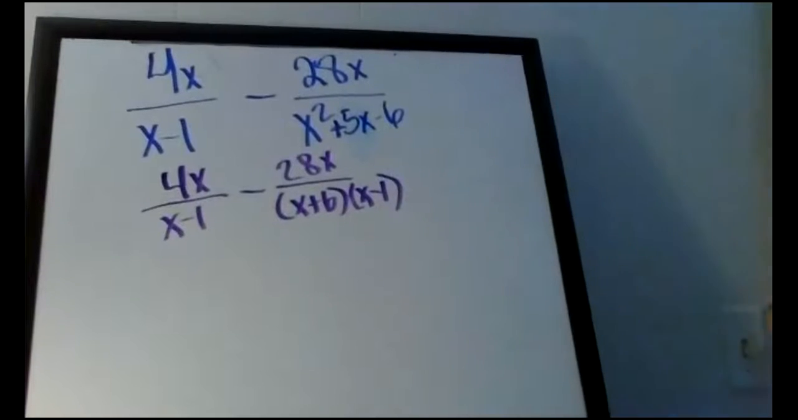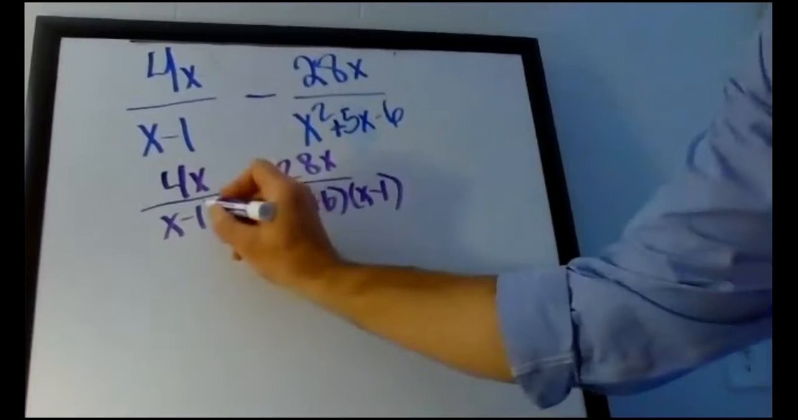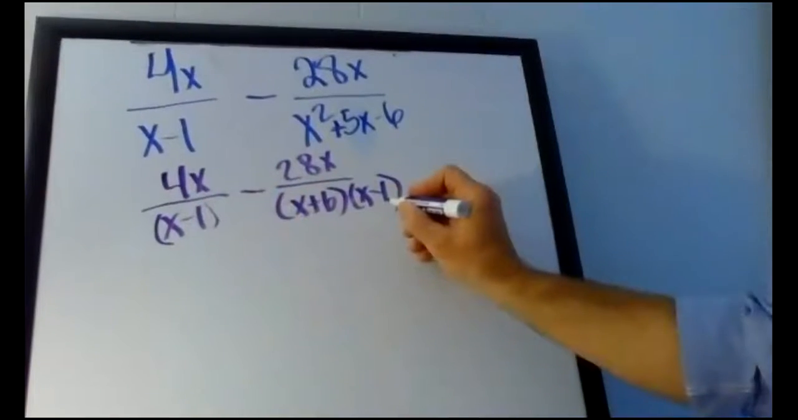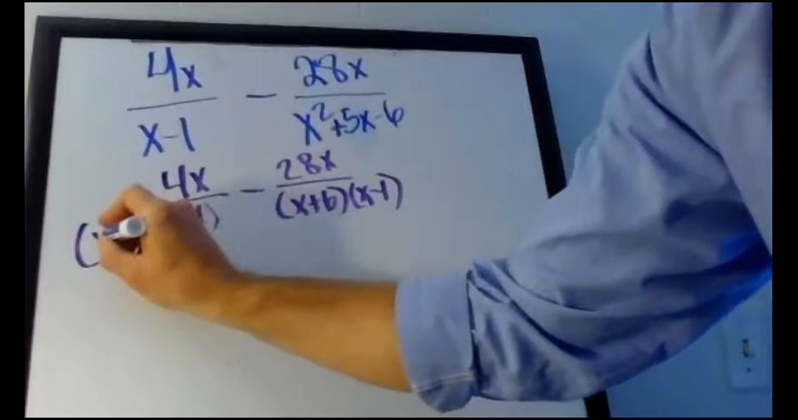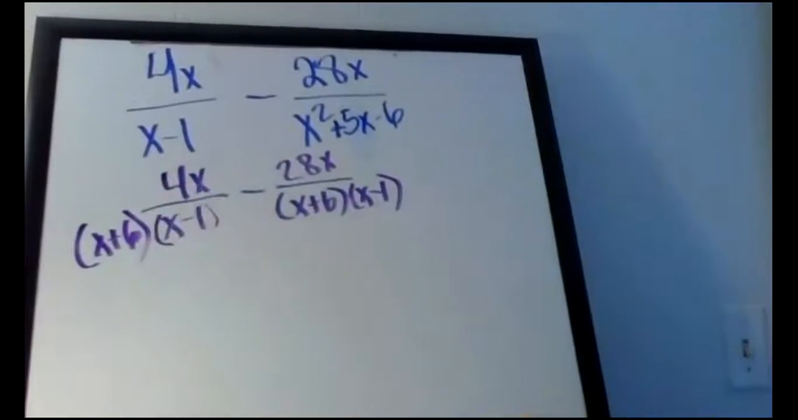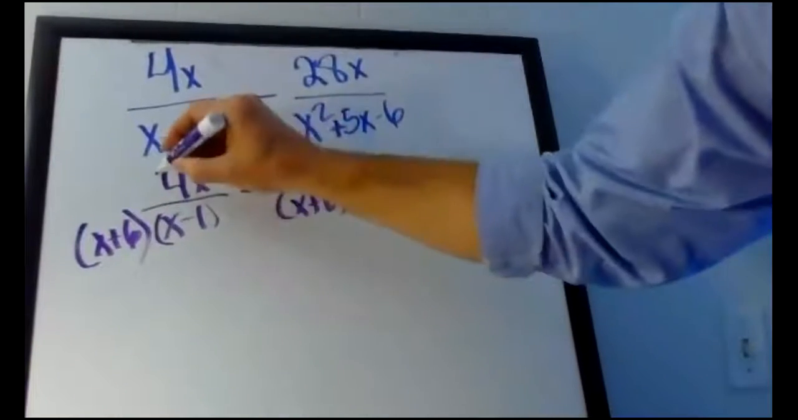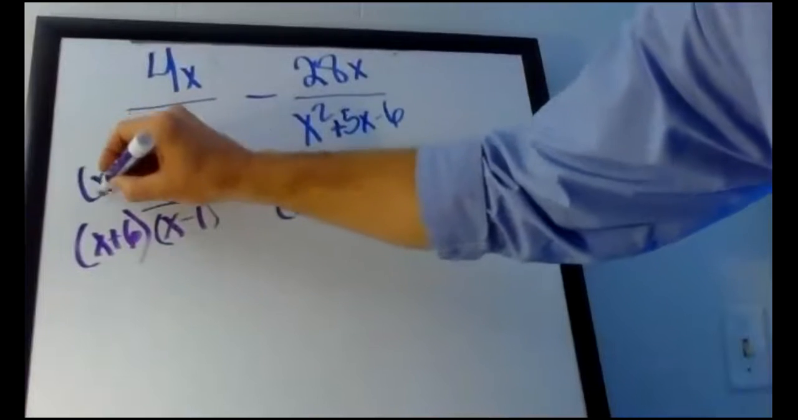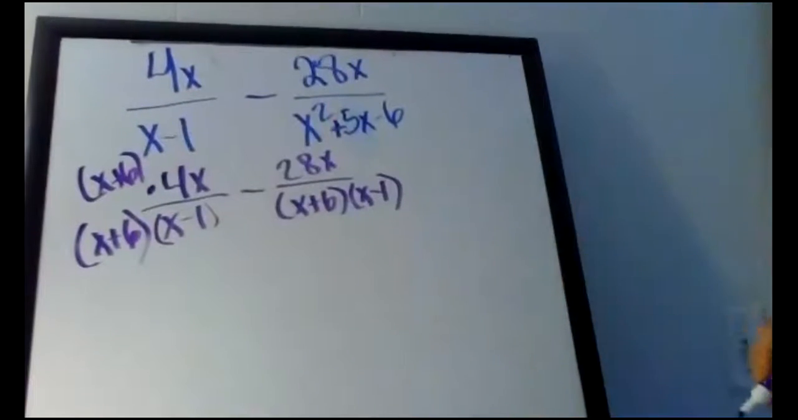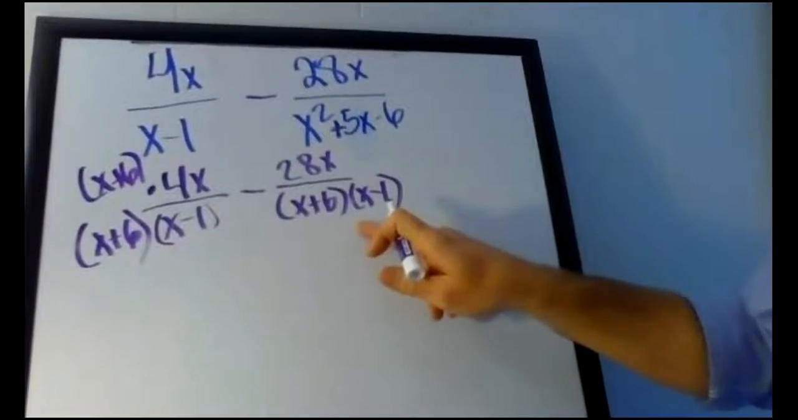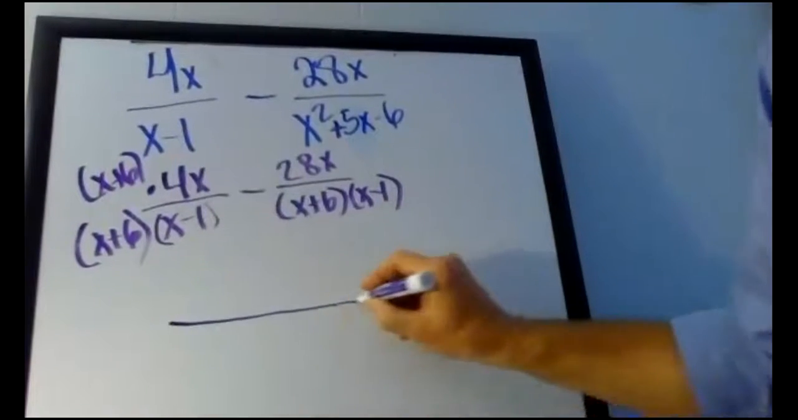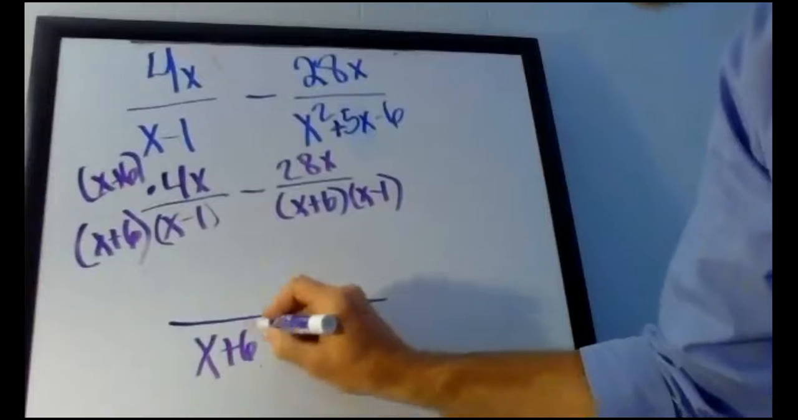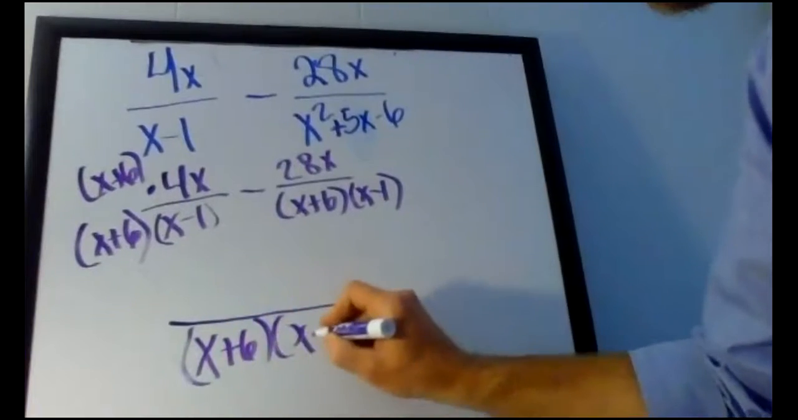Okay, we've got to get like denominators. They're completely different right now. You'll notice that this has an x minus 1 already, and this has an x minus 1. So I'm going to take that x plus 6 and bring it over here, x plus 6. And what I do to the bottom, of course, we are going to do to the top, and we're going to multiply by the top, x plus 6. Notice that the denominators are the same at this point. So I'm going to write that out, x plus 6, x minus 1.